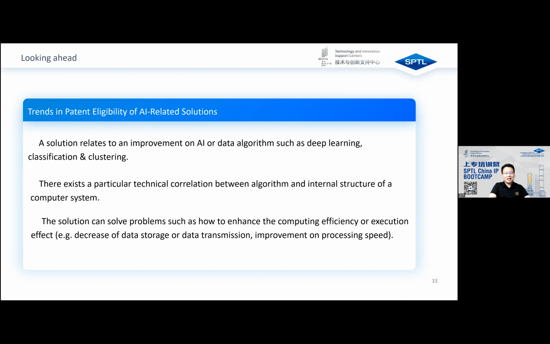And the third proposed amendment to the China Patent Examination Guidelines says that if a solution relates to an improvement on AI or data algorithms such as deep learning, classification, and clustering, and if there exists a particular technical correlation between the algorithm and the internal structure of a computer system, and if the solution can solve problems such as how to enhance the computing efficiency or execution effect, for example, decrease data storage or decrease data transmission, improve processing speed, it could be regarded as an eligible one for patent coverage.